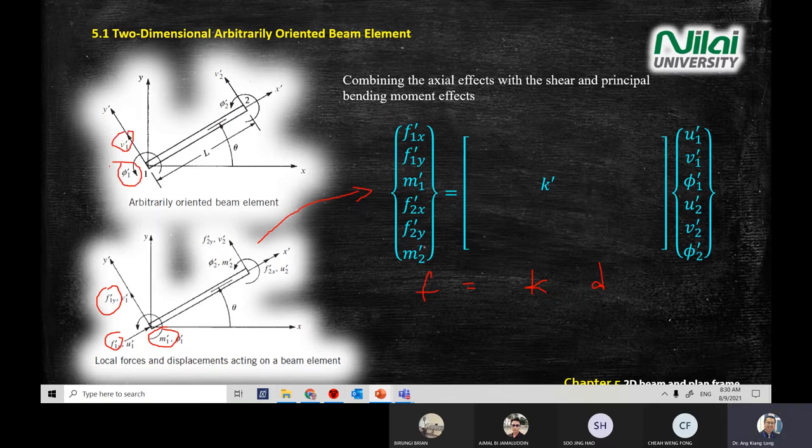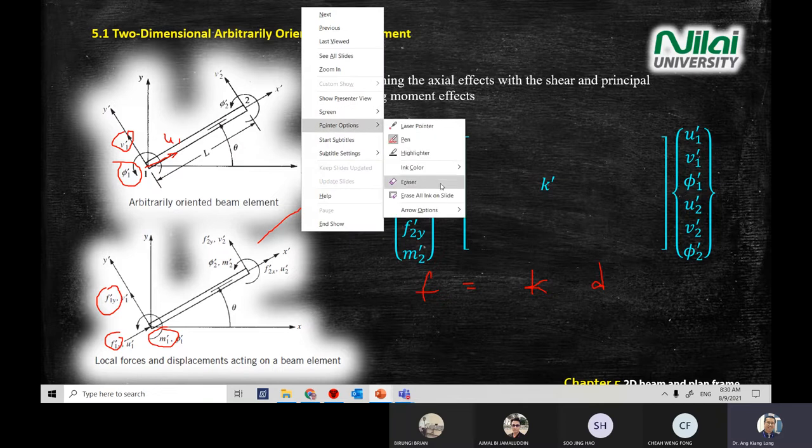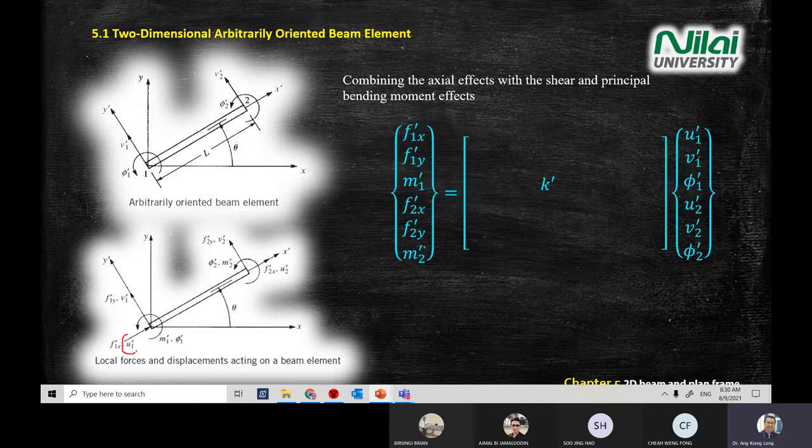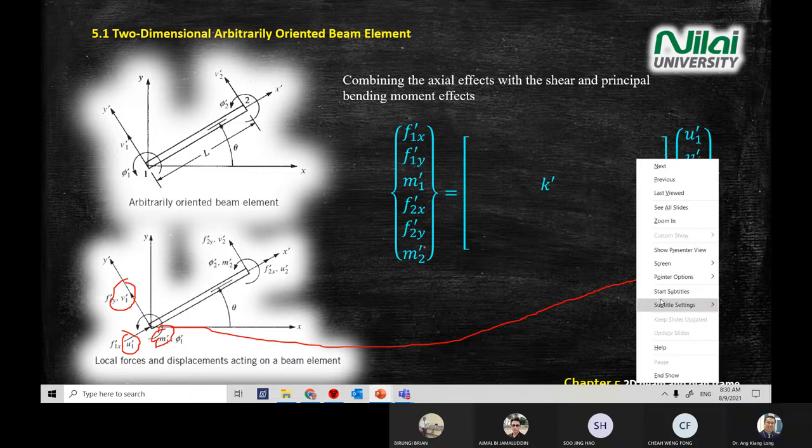V1, rotation 1, and your U1, which is here. U1, okay? So in the diagram on the left corner also, you can see U1, V1, and M1. So this one you put in the D column. Okay.